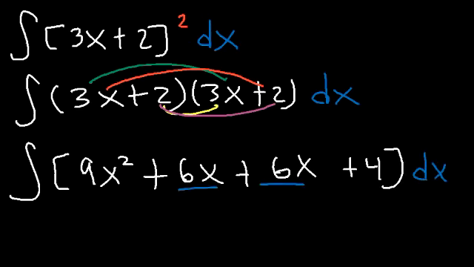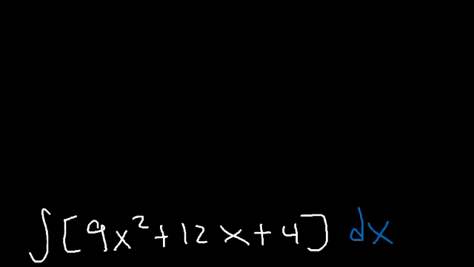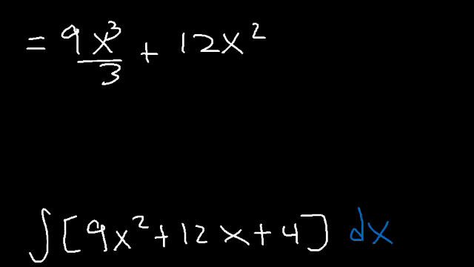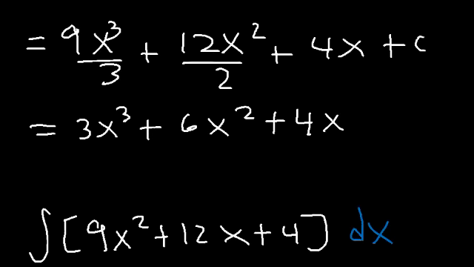So don't forget to combine like terms. So looking for the antiderivative of 9x squared plus 12x plus 4. And that's going to be 9x cubed divided by 3 plus 12x squared divided by 2 plus 4x plus c. 9 divided by 3 is 3. 12 divided by 2 is 6. So this is going to be the final answer.